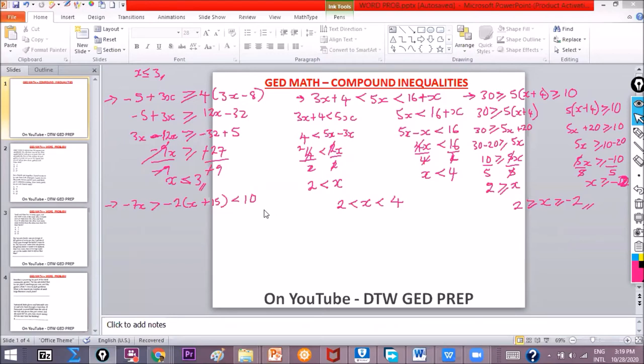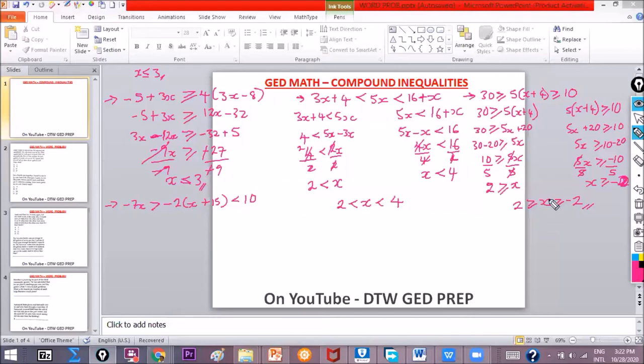How's it going? For the first one, I got x smaller than 6, and now I try to do minus 2 times x plus 15 smaller than 10. It's going to be minus 2x. I don't know how to place x between a 6 and 10. Okay, we'll do it together.